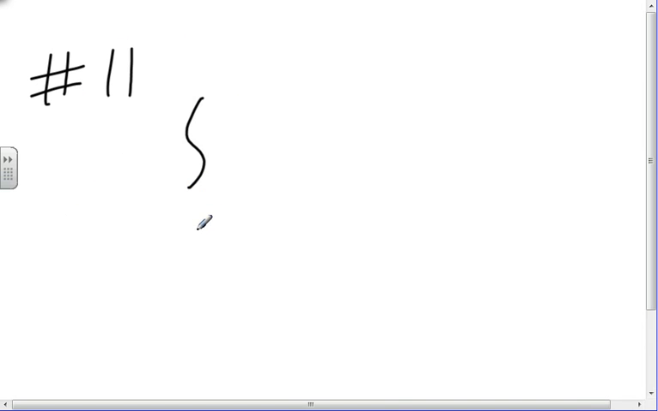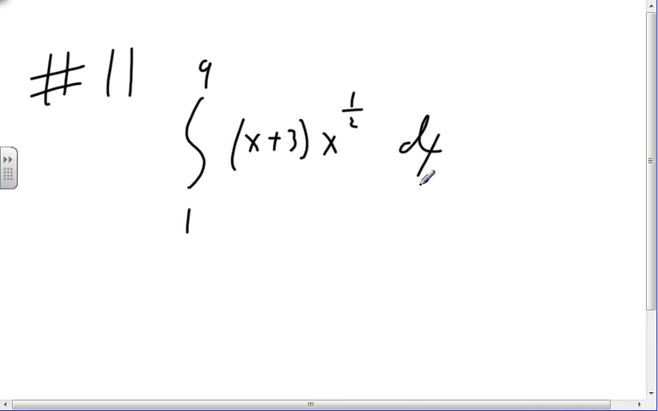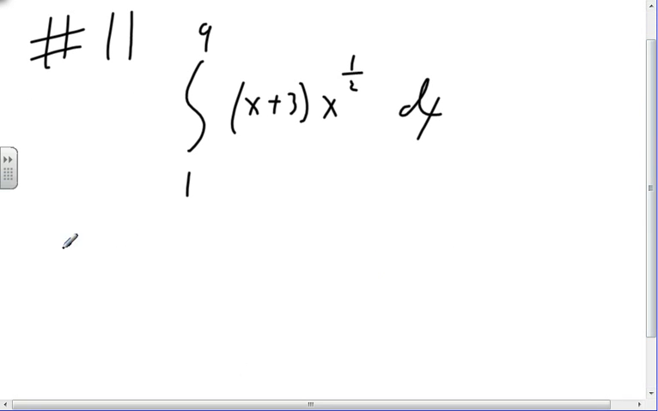Integral from 1 to 9 of x plus 3 over x to the 1/2 dx. Okay. Can I solve that? Do we have any method to solve that yet? No. Yes, we do, but not in that form.